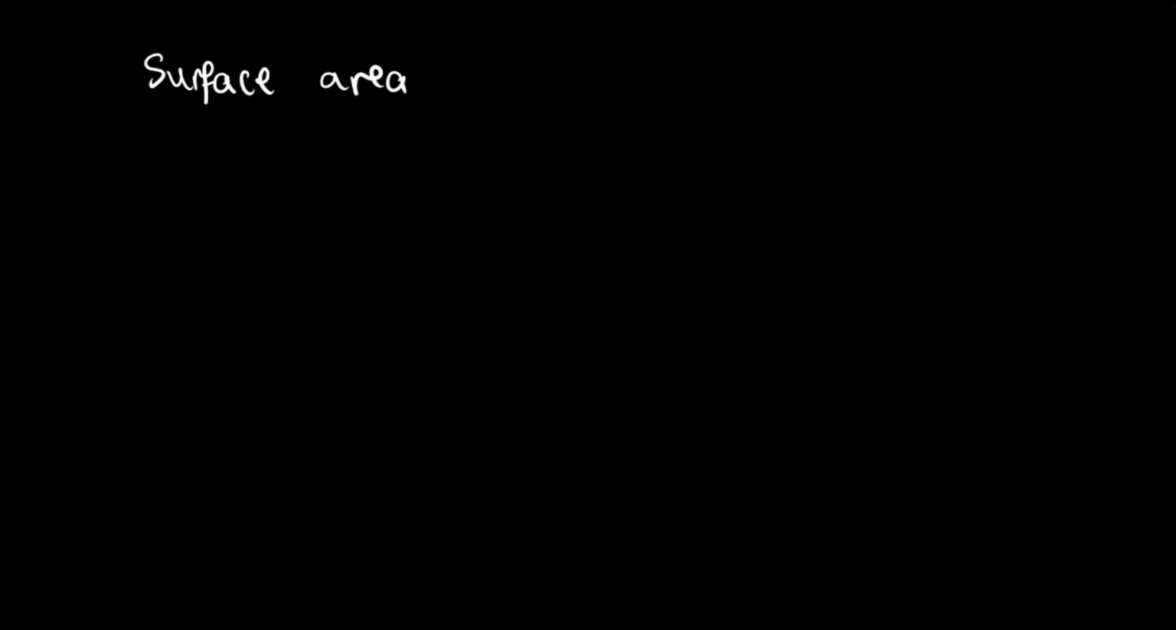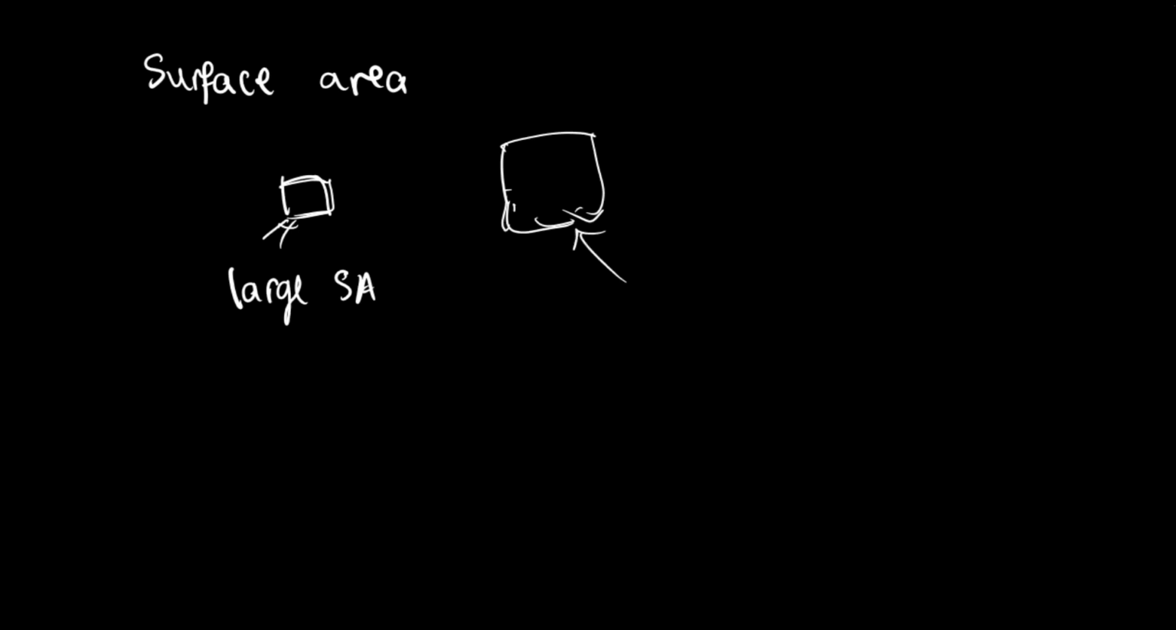Okay, now in chemistry, when we have a small piece of substance like this, and we have a big chunk of substance like this, this small piece is said to have a large surface area as compared to this large chunk. Now, how does surface area affect the rate of chemical reaction?